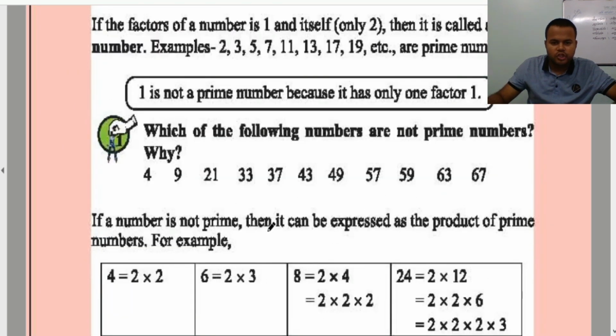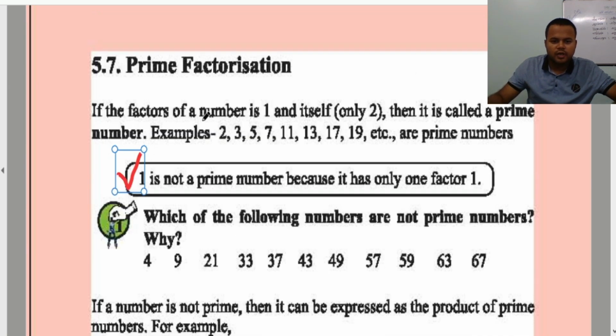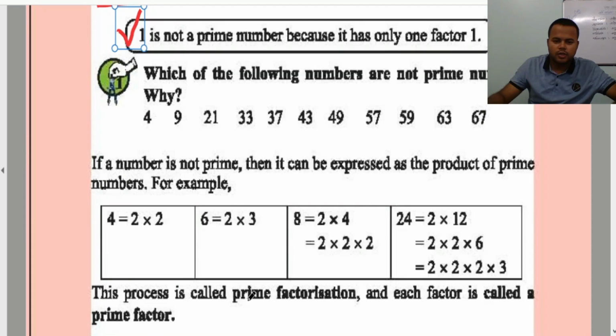Prime factorization. We already know 1 is not a prime number because it has only one factor. If the factors of a number are 1 and itself only, then the number is called a prime number. We already know that.